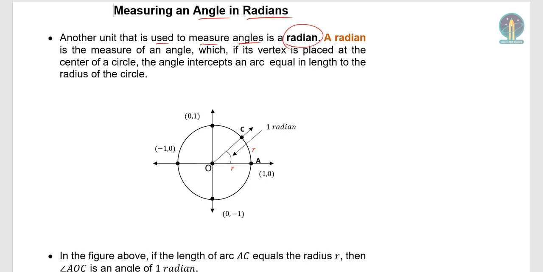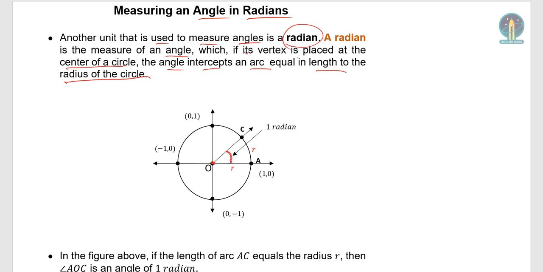So a radian is the measure of an angle which, if the vertex of which is placed at the center of a circle, the angle intercepts an arc equal in length to the radius of the circle. So if we put the vertex of this angle at the center of a circle, and we measure 1 radian of angle, the angle intercepts an arc equal in length to the radius.